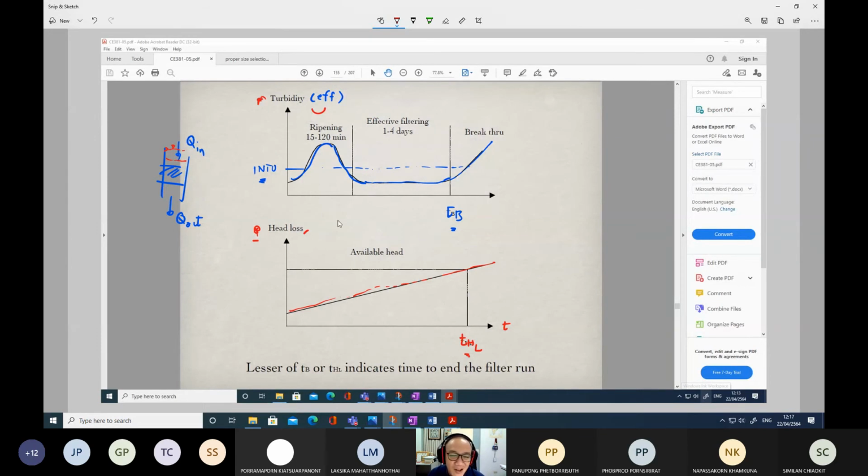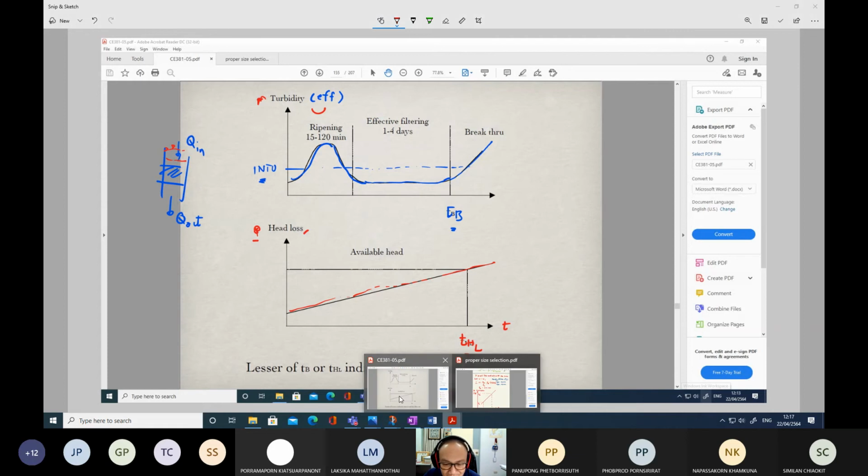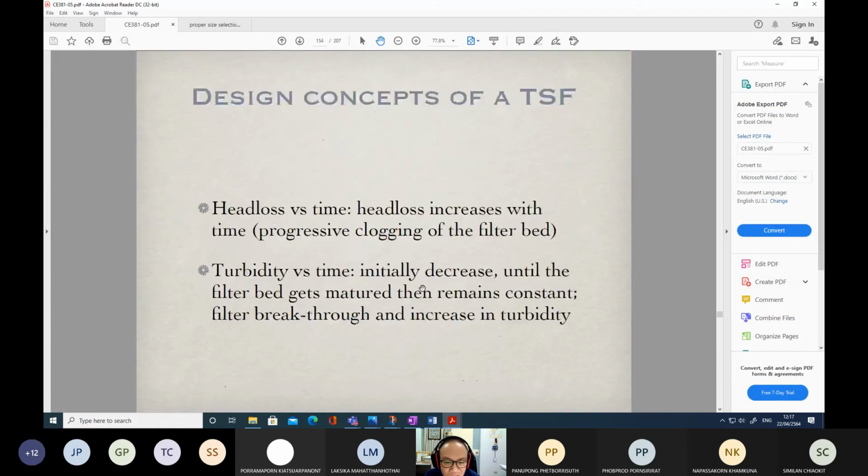So in terms of the operations, when we will have to do the backwash, we prefer the time to reach.